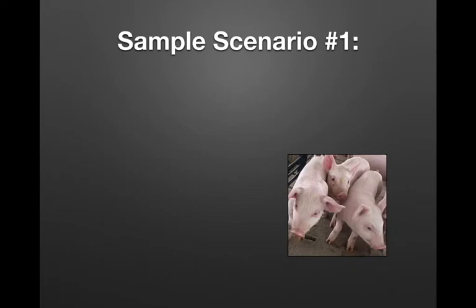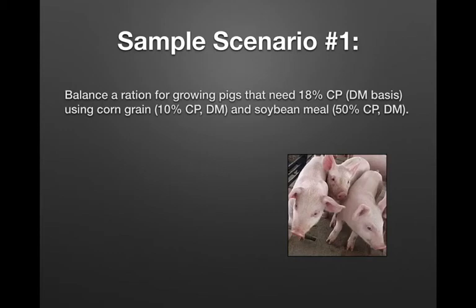The first scenario, so we've got a group of pigs that need 18% protein on a dry matter basis. We've got corn and soybean meal available to us to use. So the first thing is just making sure we get all of our information that we need. And the first thing we need is the nutrient requirement for the animal. In this case, that nutrient requirement is given to us. They need 18% crude protein.